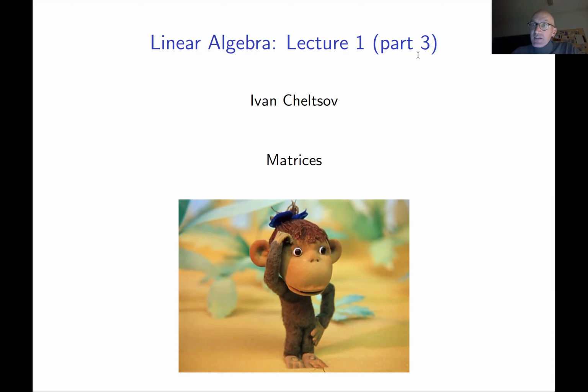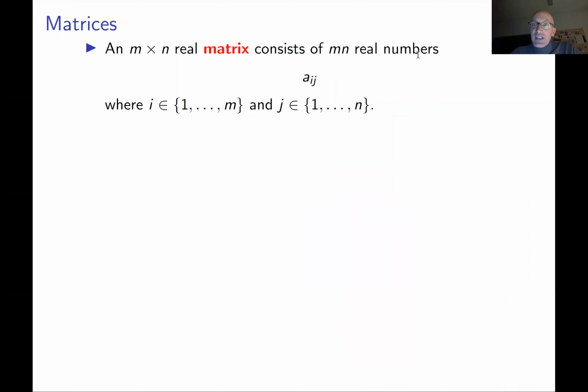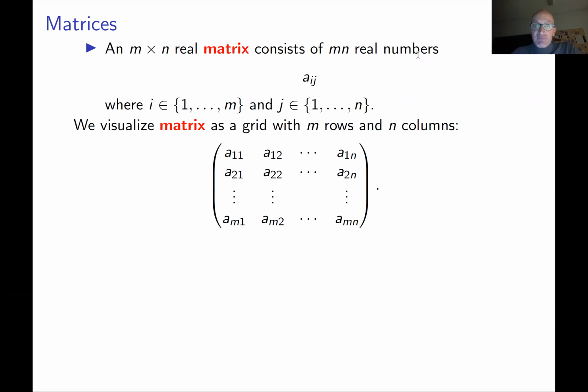What are matrices? An m times n real matrix consists of m times n real numbers, aij, which we usually put as a grid like this with m rows and n columns. And we often also put brackets on the left and the right hand side of this grid.